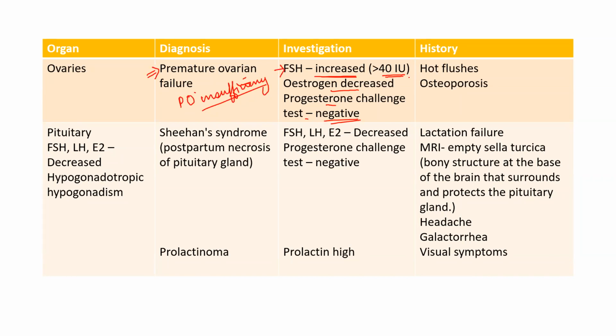Okay, next one, the features of premature ovarian failure are osteoporosis. The important ones are osteoporosis and hot flushes. This is a little about premature ovarian failure.